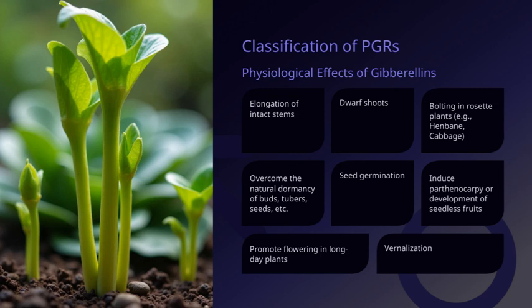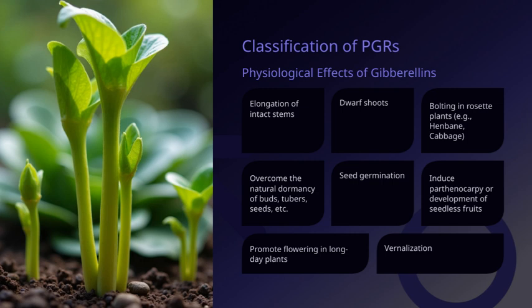First, gibberellins can induce parthenocarpy, which is the development of seedless fruits. This is particularly important in commercial fruit production because seedless varieties are often preferred by consumers. Next, they play a role in vernalization, which is the process of exposing plants to a period of cold to trigger flowering. This is crucial for certain crops that require winter chilling to produce flowers successfully.